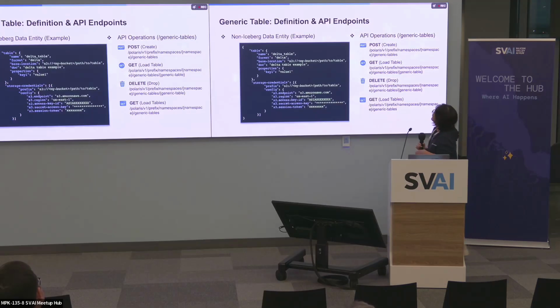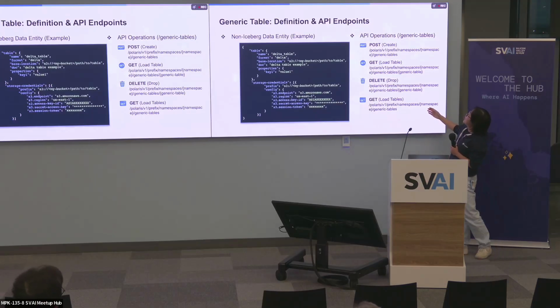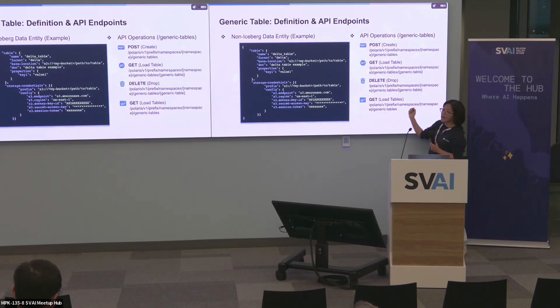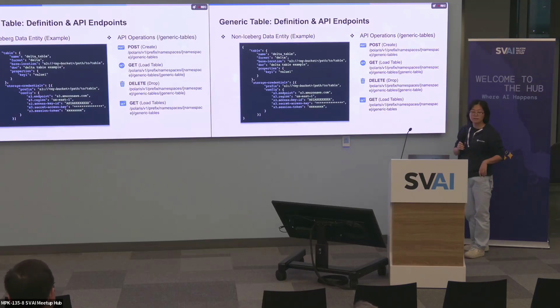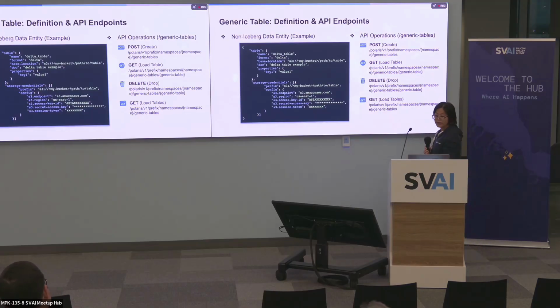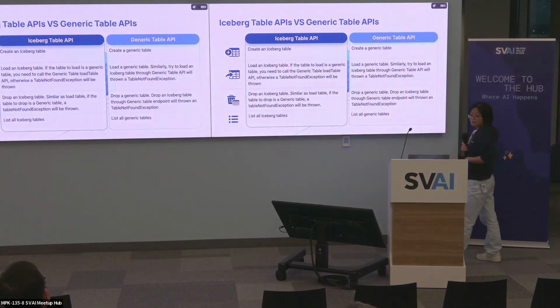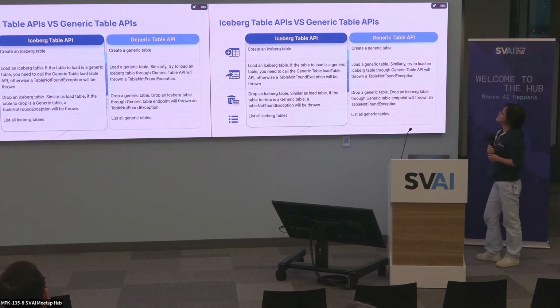To support this, we introduced a new set of REST APIs with generic table endpoints, which provide post, get, delete, and list capabilities to manage the tables. So this is a new set of APIs.